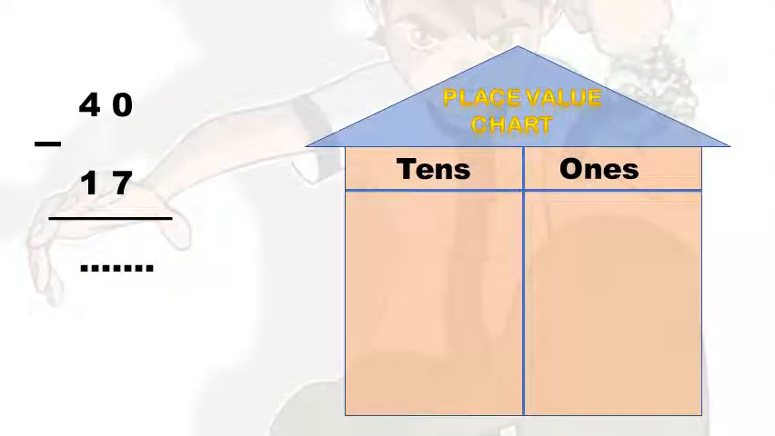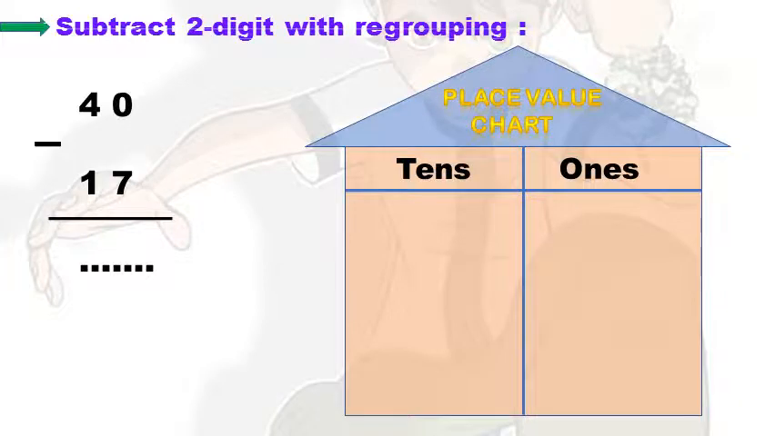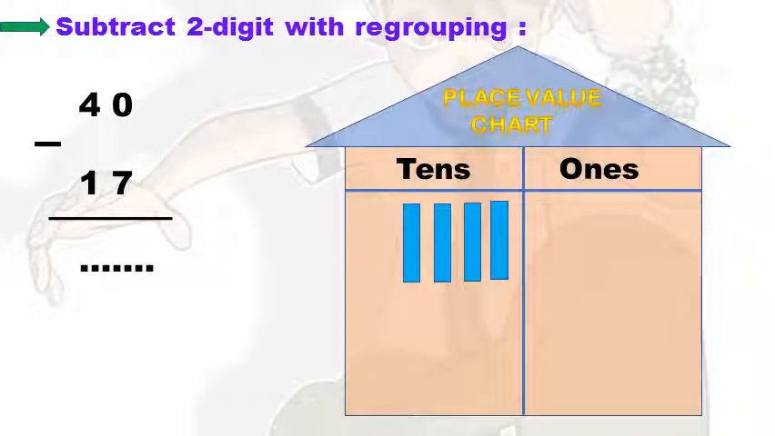I have another example. If I have 40 minus 17 and I'm going to subtract using regrouping, okay? So we have to use our place value chart. Start with 40: I have to put 0 in the ones and 4 in the tens, okay? The next number I have is 17. Can I take 7 from the ones, which is 0? Can I take 7 from 0? No. So what shall I do?